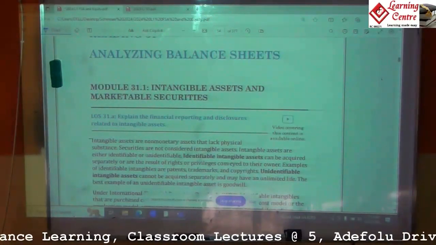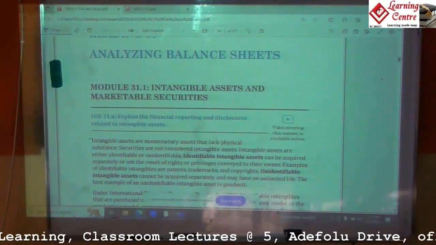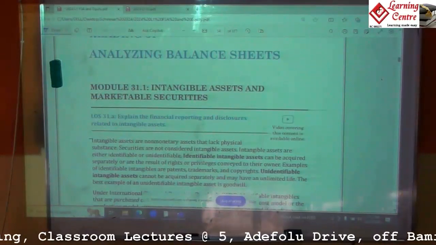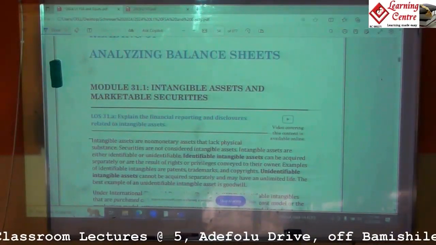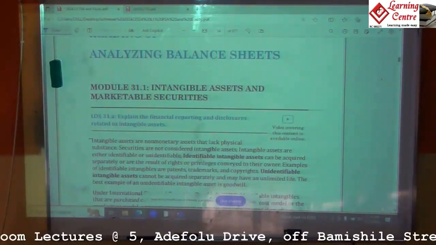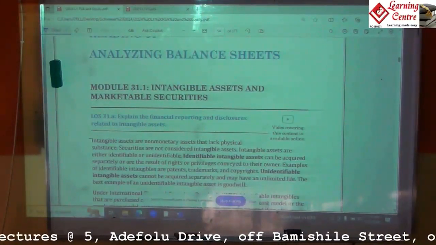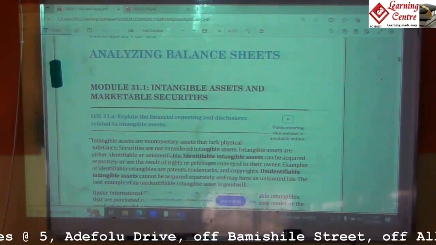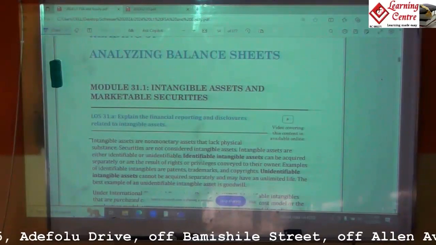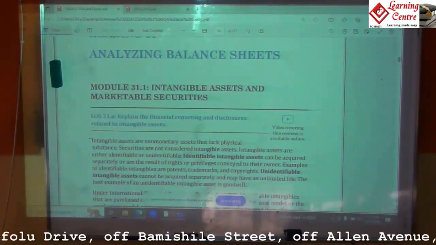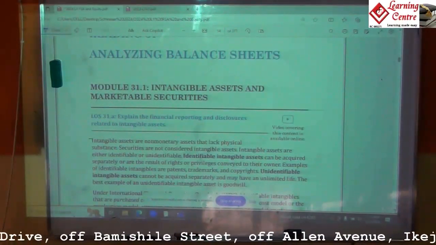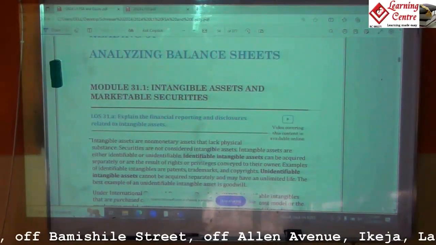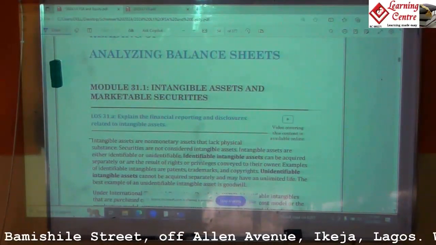So let's look at examples. One of the very good examples is trademark. Then there are patents, copyright, and so on. I don't know if you remember Cynthia Morgan and P Square. Who remembers the story?